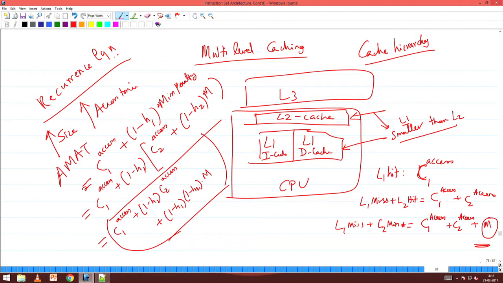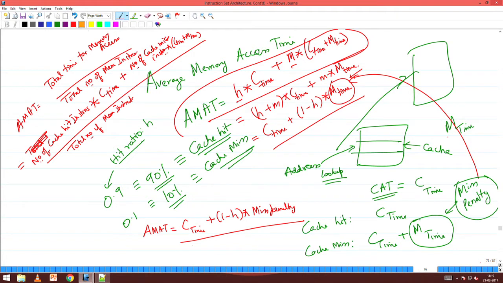So is H1 the ratio of the hit ratio? H1 is the hit ratio for the L1 cache. Now do we have H1 in C1 access or is it just C1 access? Just C1 access. That is what we derived, no? Just look at this orange screen.